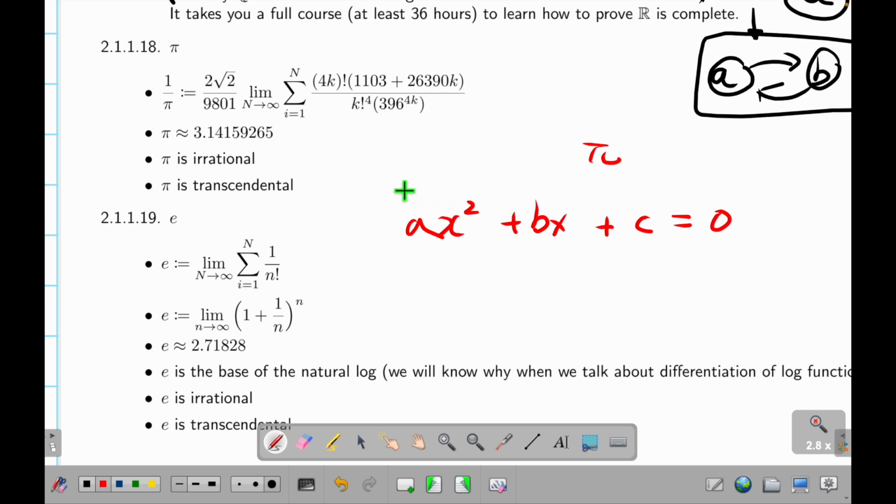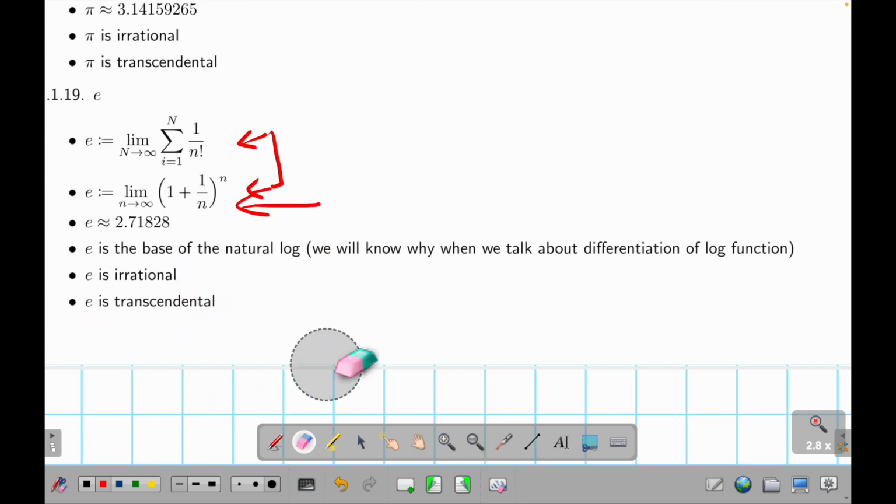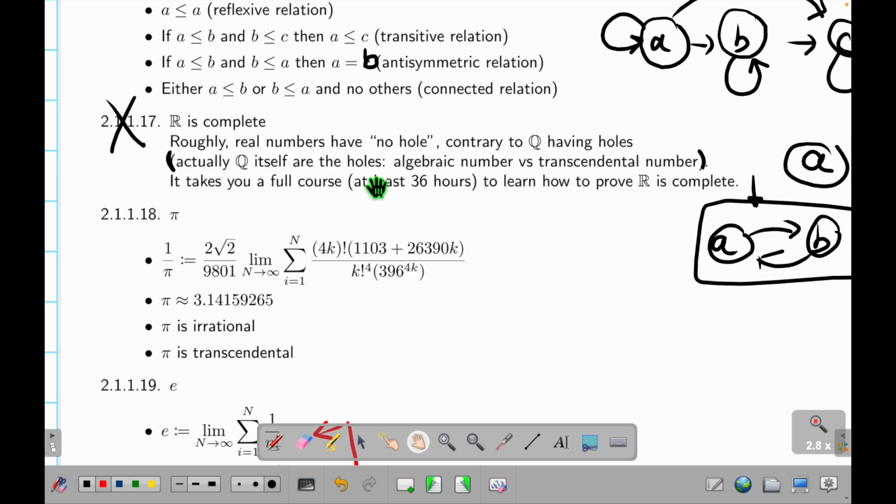Basically, the meaning is this. If you want a function f(x) that is some polynomial, it's impossible to have a polynomial whose root is pi. And similarly, e also can be represented as a sum with a limit. And e has two definitions, okay? Both of them are the same thing. e is also irrational and also transcendental. This is giving us an example that actually the holes on the real numbers are the Q themselves.